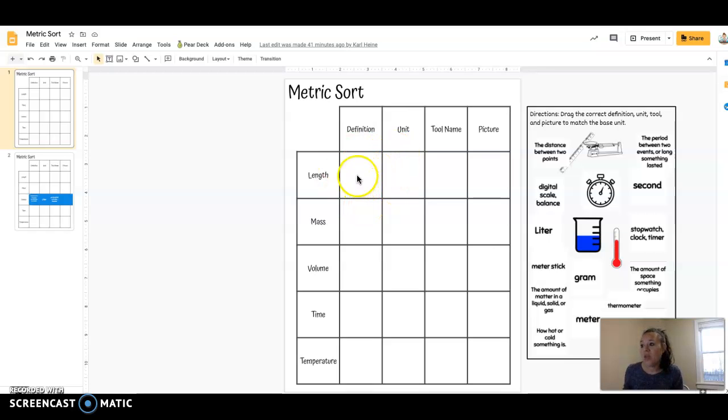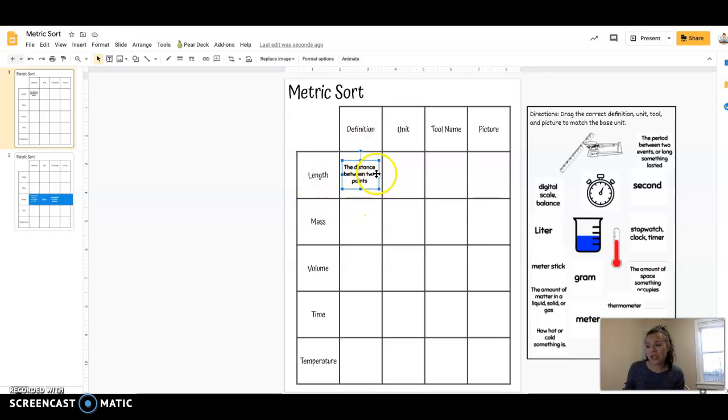So we know that we defined length as the distance between 2 points. So I'm going to look over on the right side of my page, and I'm going to look for that definition. So I see here the distance between 2 points. So I'm going to click it and drag it and put it right there in the definition column of the length row.